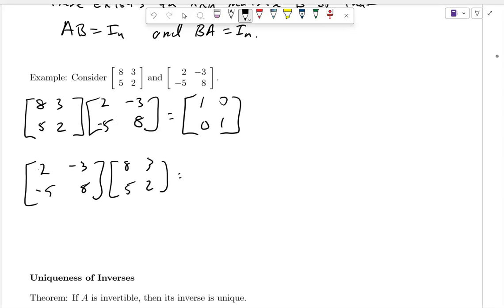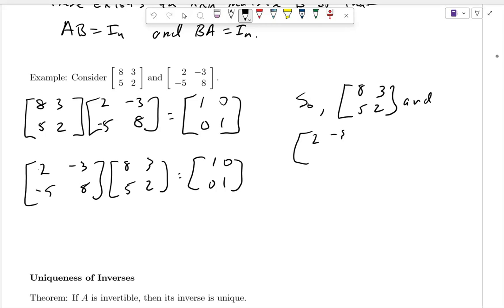It's a really bad example, right? But you can check the arithmetic that we really do get 1, 0, 0, 1. Okay. So these two matrices are inverses of each other.